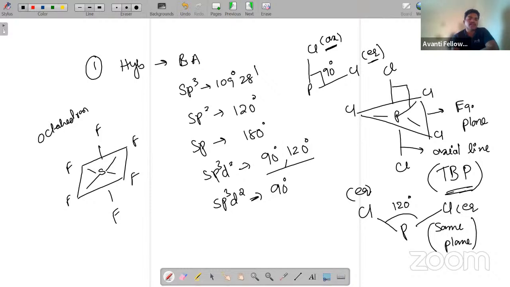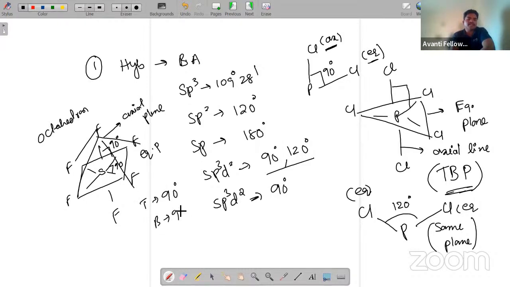So this is again the axial plane, and this is also the equatorial plane. The atoms are equally shared. Now if you see, the bond angle among them is 90 degrees. So with respect to the axial and this one, how many 90 degrees are there? 1, 2, 3, 4. At the top 4 90 degrees are there, and at the bottom 4 90 degrees are there. So a total of 8 90 degree bond angles are there.